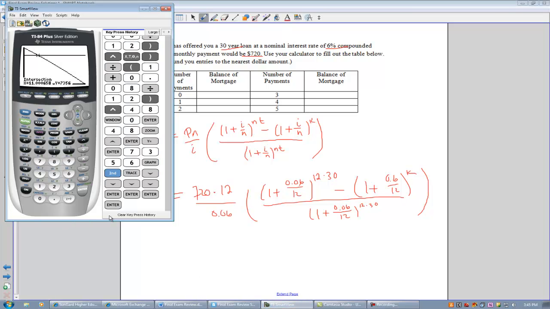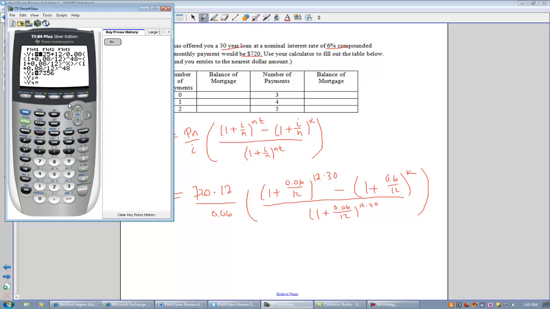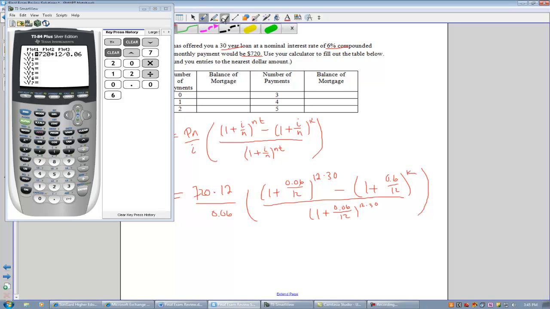So I take out my calculator. Let's clear this. Let's go in here and clear all that. To do this, I'm going to enter this formula into Y1, so 720 times 12 divided by 0.06. And remember, you really don't need these parentheses. They're there for show to set out that quotient. But you are going to need parentheses around the top on your calculator, so your calculator knows that this is all on the top. So we'll put that in there.